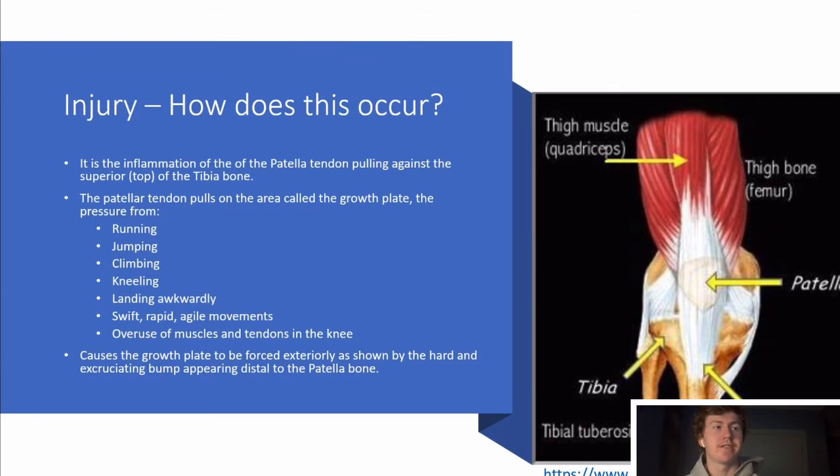So the injury, how does this occur? Looking at the image on the right-hand side are some of the main muscles and different things that contribute to Osgood-Schlatter's. It is the inflammation of the patellar tendon pulling against the superior top of the tibia bone. The tendon pulls on the area called the growth plate and gets the pressure from running, jumping, climbing, kneeling, landing awkwardly, swift, rapid, agile movements, and also overuse of muscles.